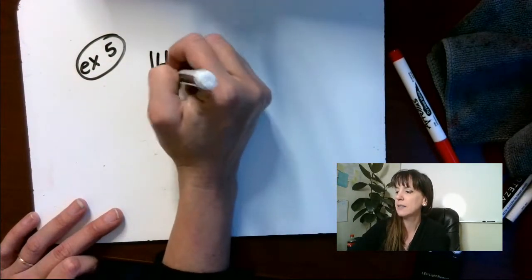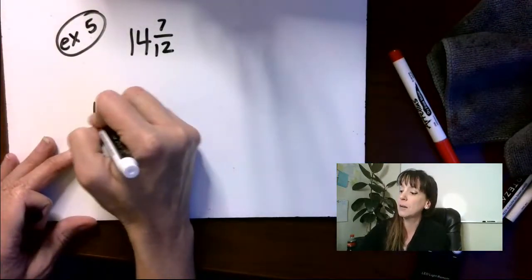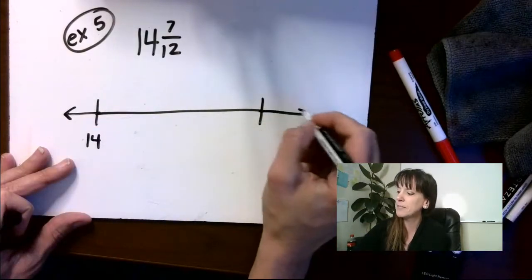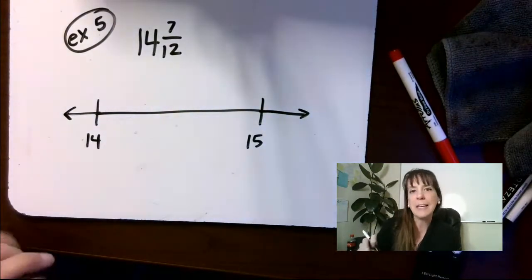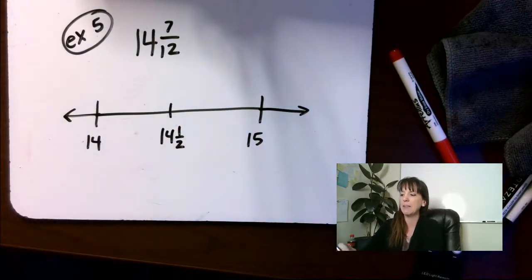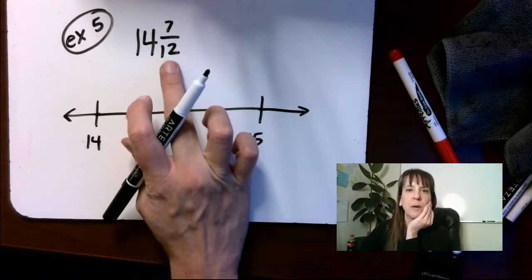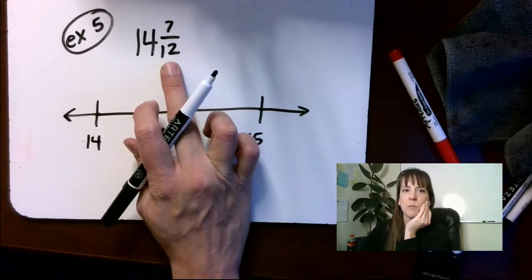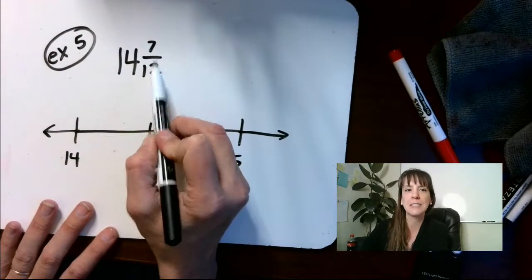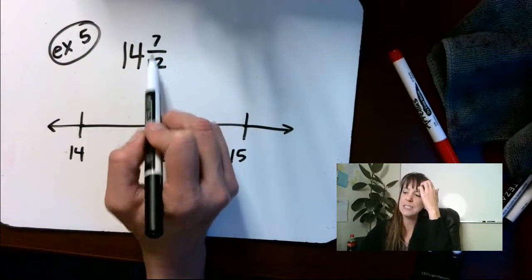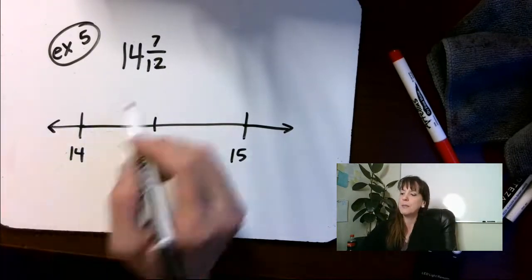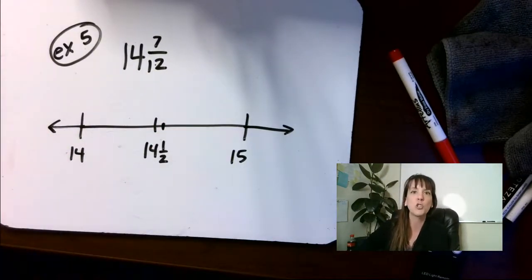So guys, if I have this on a number line, it's coming in between 14 and 15, right? Exactly smack dab in the middle is 14 and 1/2. Now guys, what we have to do is figure out with this fraction if it's larger than a half or smaller than a half. There's 2 ways to do this. We know that half of 12 is 6. So if this was 6/12, that would be 1/2, but it's 7/12, which is a little larger. So this is going to be like right here. It's going to be larger than 1/2.